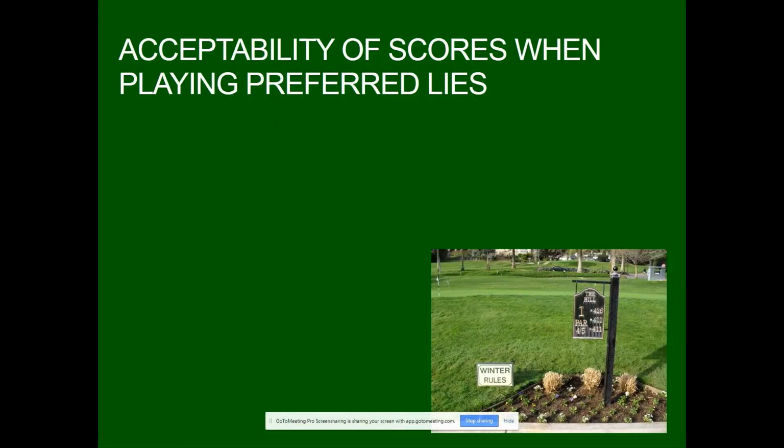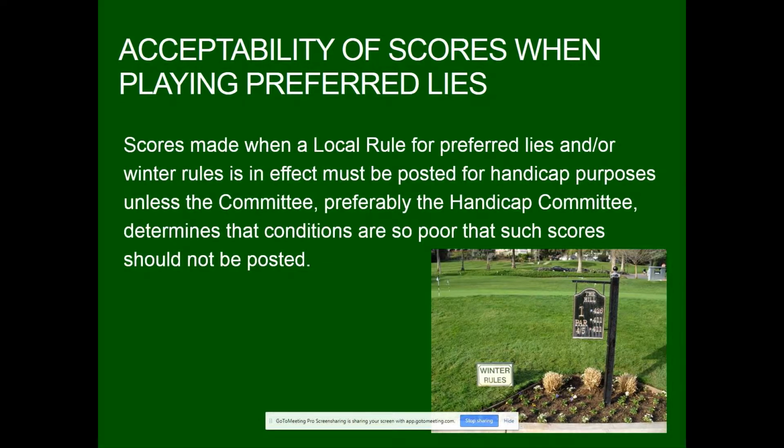All right, section 7. Acceptability of scores when playing preferred lies. So scores made during local rules when preferred lies or winter rules are in effect must be posted for handicap purposes, unless the committee determines that the conditions are so poor that it should not be posted.